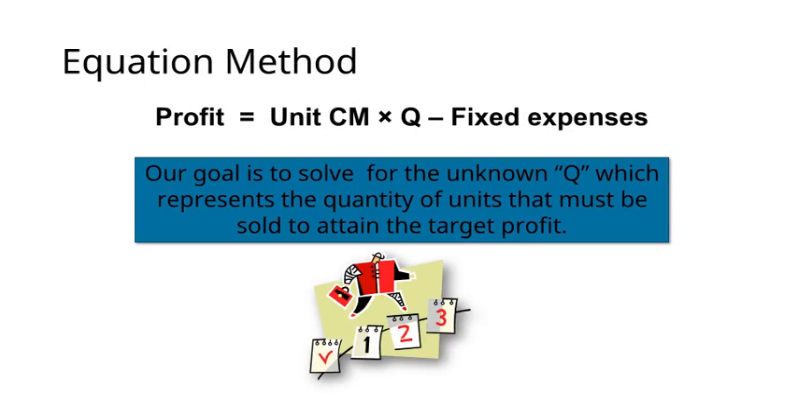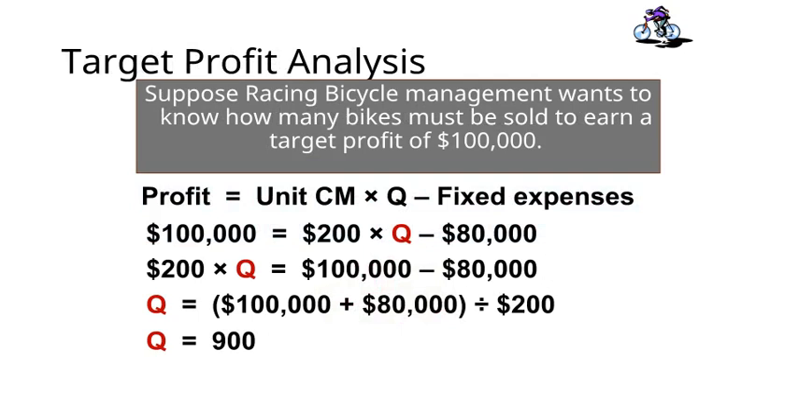The equation we have used is that profit equals unit CM times units sold, Q, less fixed expenses. Our goal is to solve for the unknown Q, which represents the quantity of units that must be sold to attain the target profit. Suppose Racing Bicycle Management wants to know how many bikes must be sold to earn a target profit of $100,000. Let's use the equation method to help management.